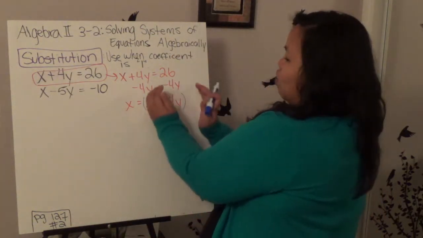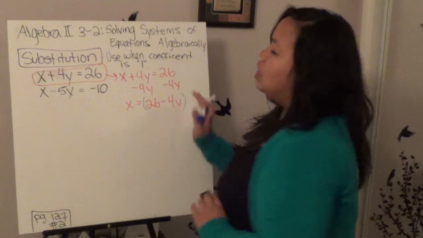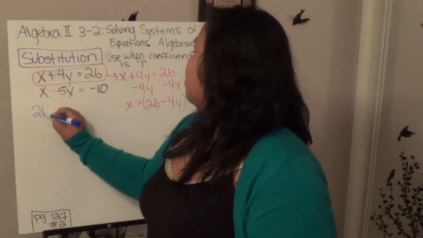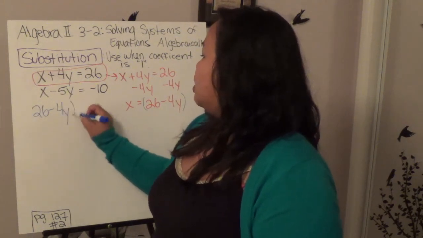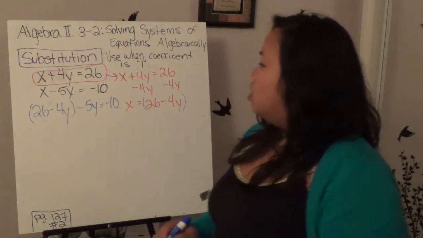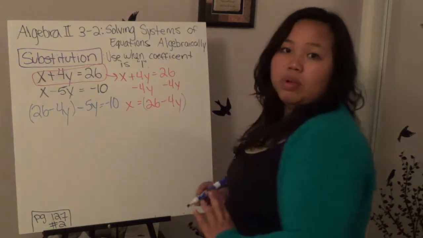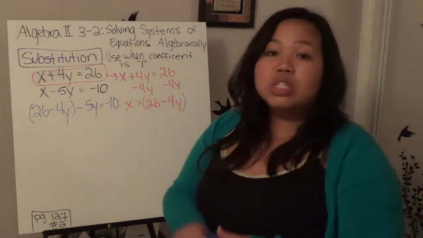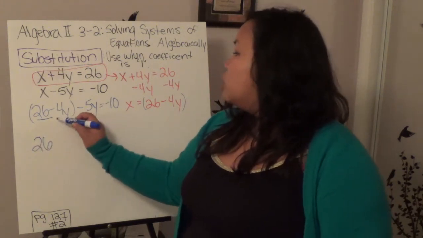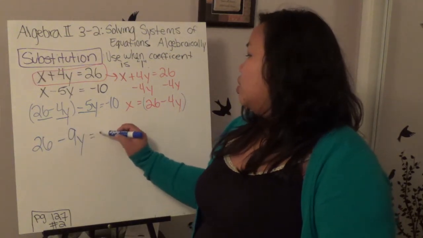If this was y, then I would replace the y with this whole expression and distribute the negative 5. But this doesn't have a number in front of it. So I end up with 26 minus 4y. This thing is my x. Everything else stays the same: negative 5y equals negative 10. So I erased the x and substituted this bubble. Once I do that, I can combine like terms and solve. 26 has no like terms, so I bring that down. Negative 4y minus 5y gives me negative 9y equals negative 10.